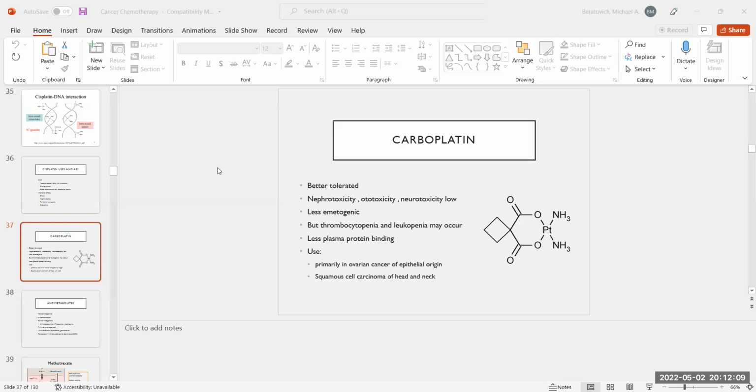Next, we have the taxanes. These are alkaloid derivatives of compounds found in the bark of the yew tree. So the Pacific yew and the European yew tree. You can see the Pacific yew tree over here.